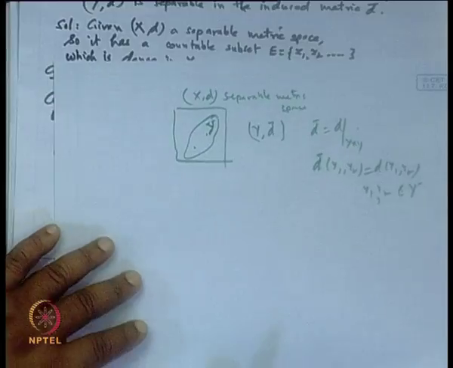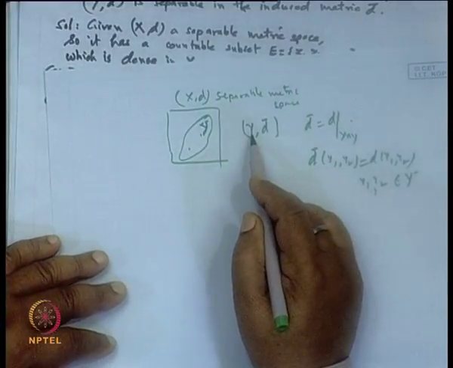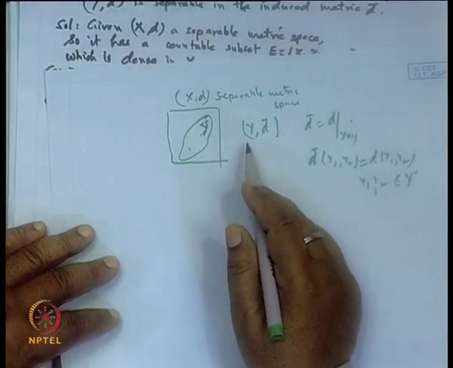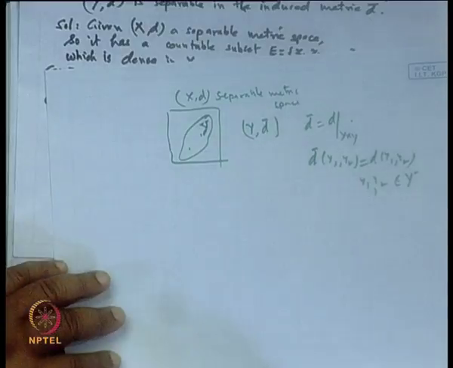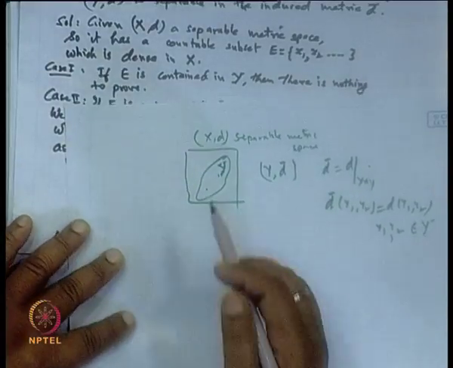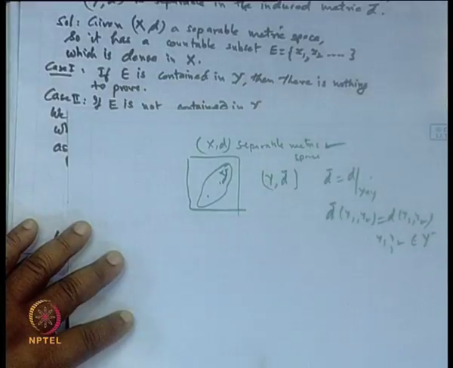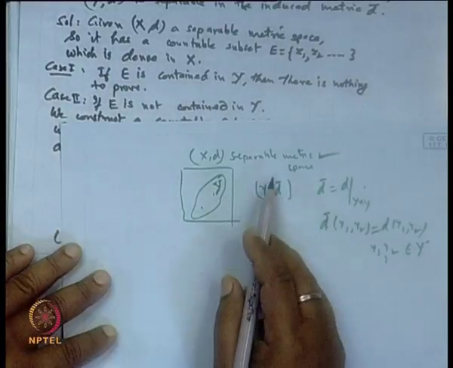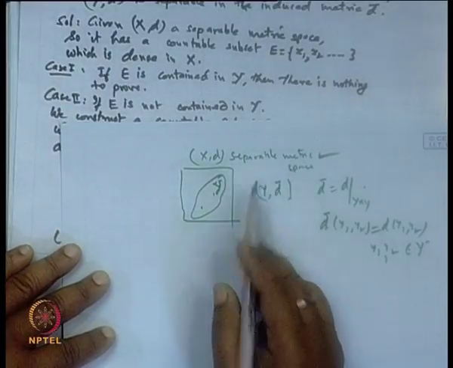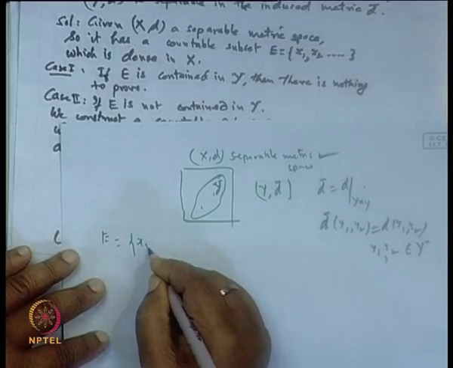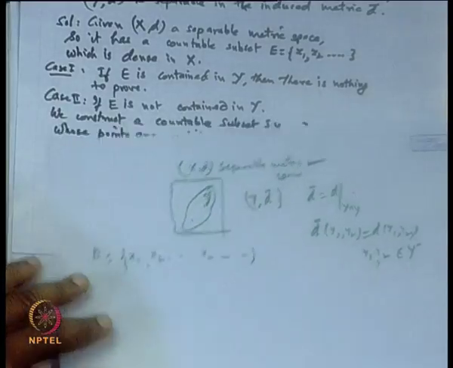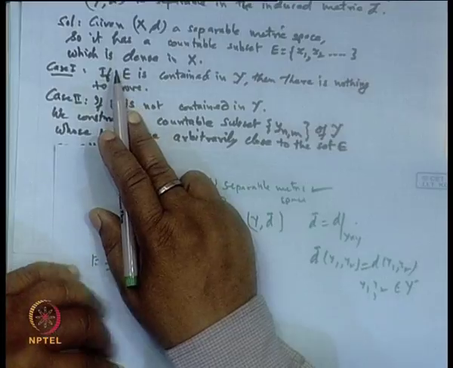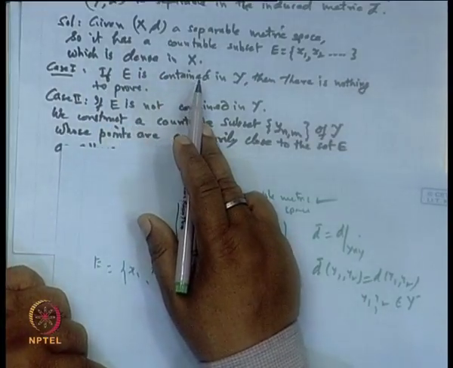So, what is required to prove is that this Y under the metric d bar must have a countable subset which is dense in Y. Okay. So, let us see the proof line. It is given that X, d is a separable metric space. It means there will be a countable subset E which is dense in it, say x1, x2, xn etcetera. This is the countable subset of X which is dense in X by definition.